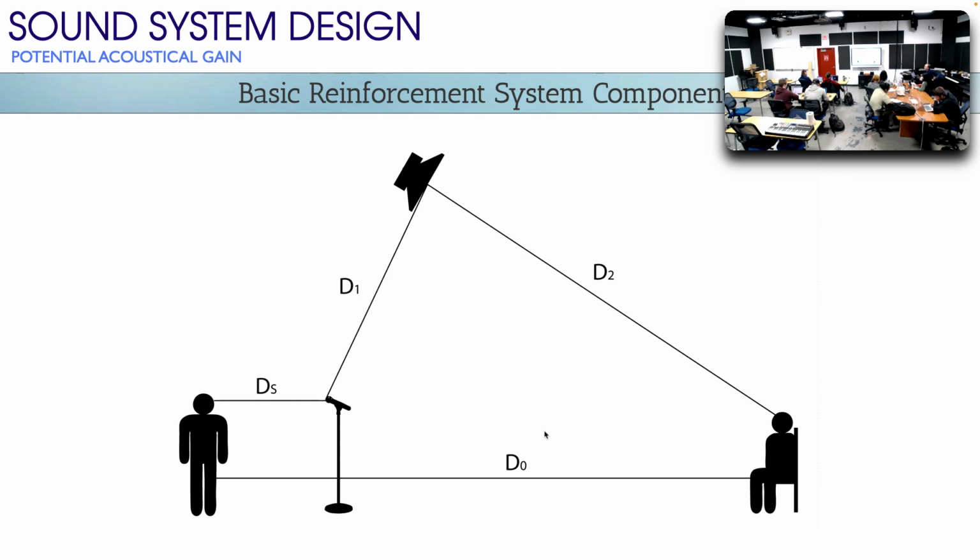And that's a problem. So that's what we're talking about today. When we say potential acoustical gain, we're talking about how much louder can we make it before we hit feedback? And that's different from the theoretical potential of the sound system to be loud, right?